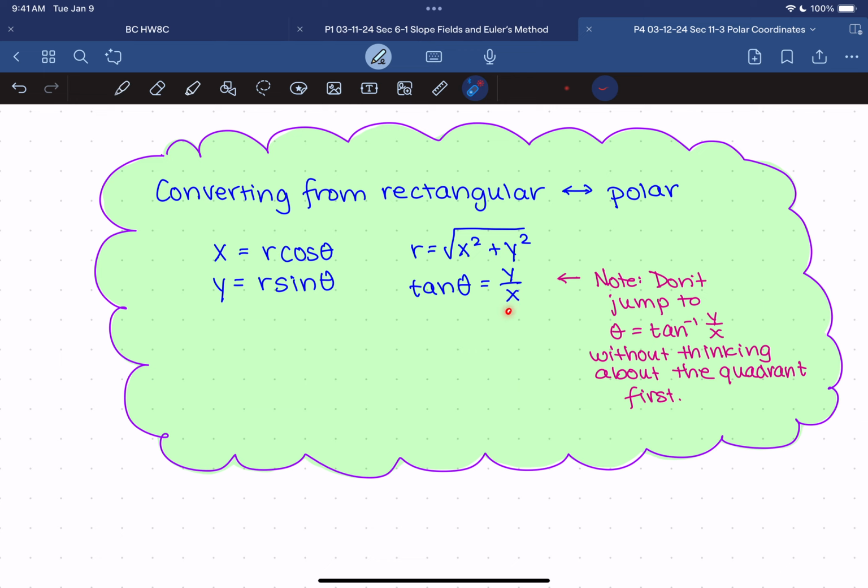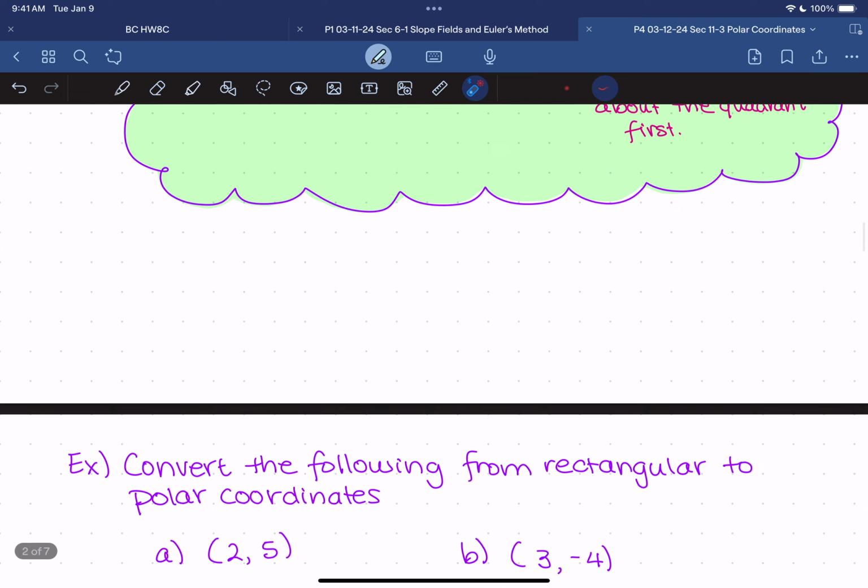Notice I am not saying theta is tan inverse y over x. We're going to use this to help us solve it, but it's not always equal to this, because remember that tan inverse has a specific range of negative pi over 2 to pi over 2. It will only give you answers in quadrants 1 and 4. So if you're in quadrants 2 or 3, you have to add pi, but you have to think about that. You'll see what I mean. So let's take a look.